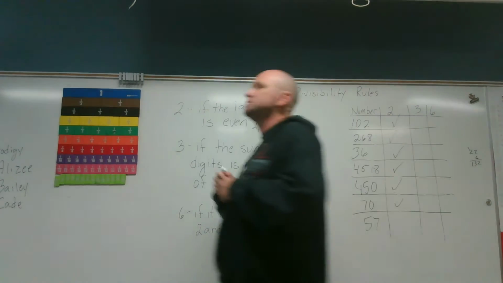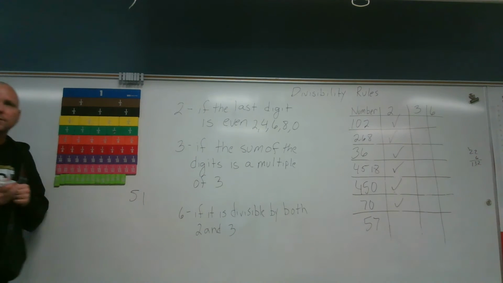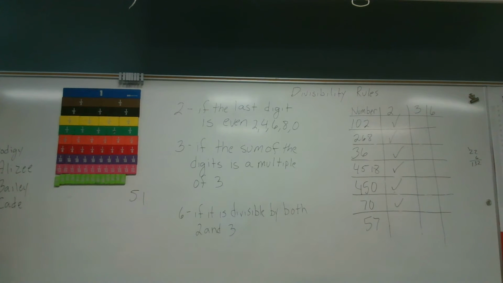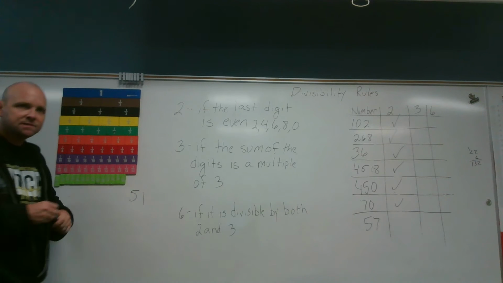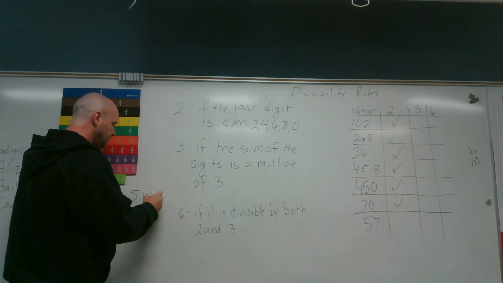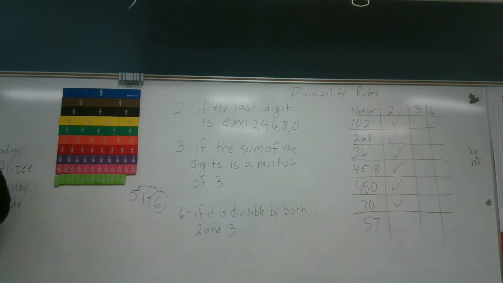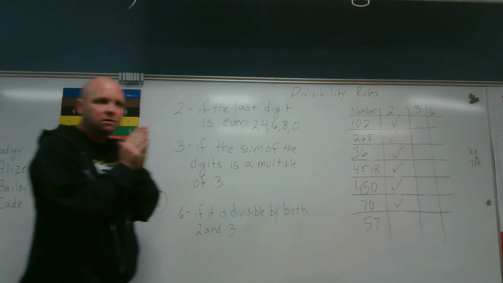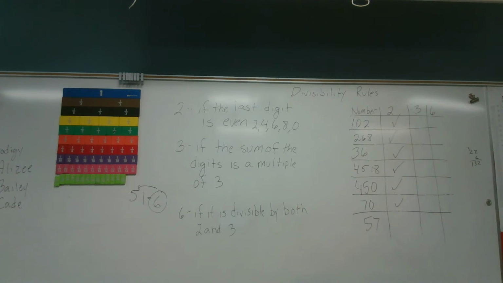Well, let's look at the number 51. What are the digits in 51? 5 and 1. So what's the sum of the digits 5 and 1? 6. Is 6 a multiple of 3? Yes. Then 51 is a multiple of 3. All you do is add the digits together, and if the sum of those digits is a multiple of 3, then that number is divisible by 3.